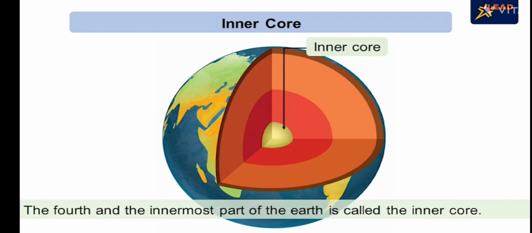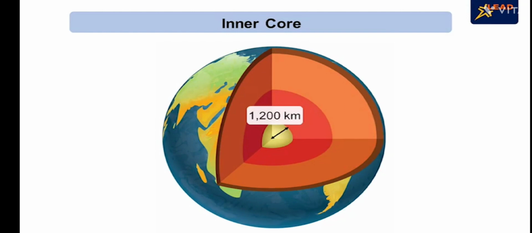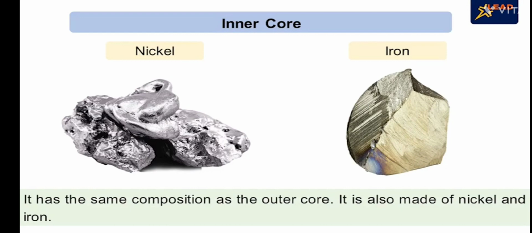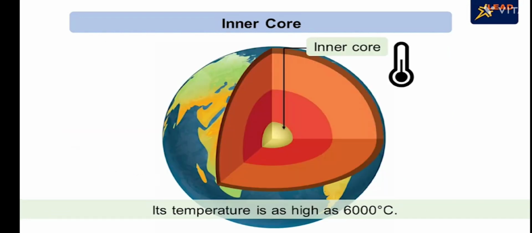The fourth and the innermost part of the earth is called the inner core. This layer is about 1,200 kilometers thick. It has the same composition as the outer core, that is, it is made of nickel and iron. However, unlike the outer core, it is solid because of high pressure. Its temperature is as high as 6,000 degrees Celsius.